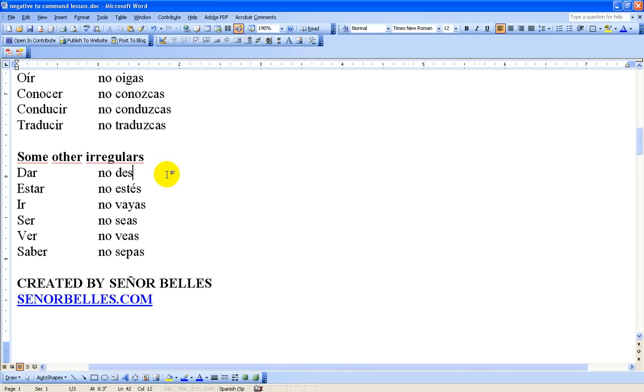Estar, no estés. Ir, no vayas. Ser, no seas. Ver, no veas. Saber, no sepas. So those are some irregular ones that you're just going to want to memorize.